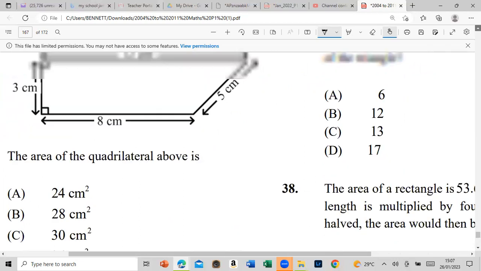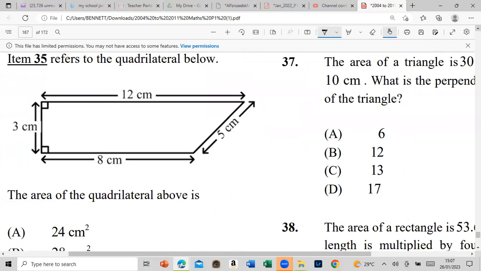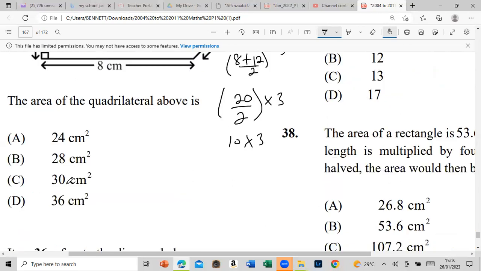Area of the quadrilateral above is: we use half AB, so that's 8 plus 12 divided by 2, times 3. So 8 plus 12 is 20, divided by 2 is 10, times 3, and our answer is 30.